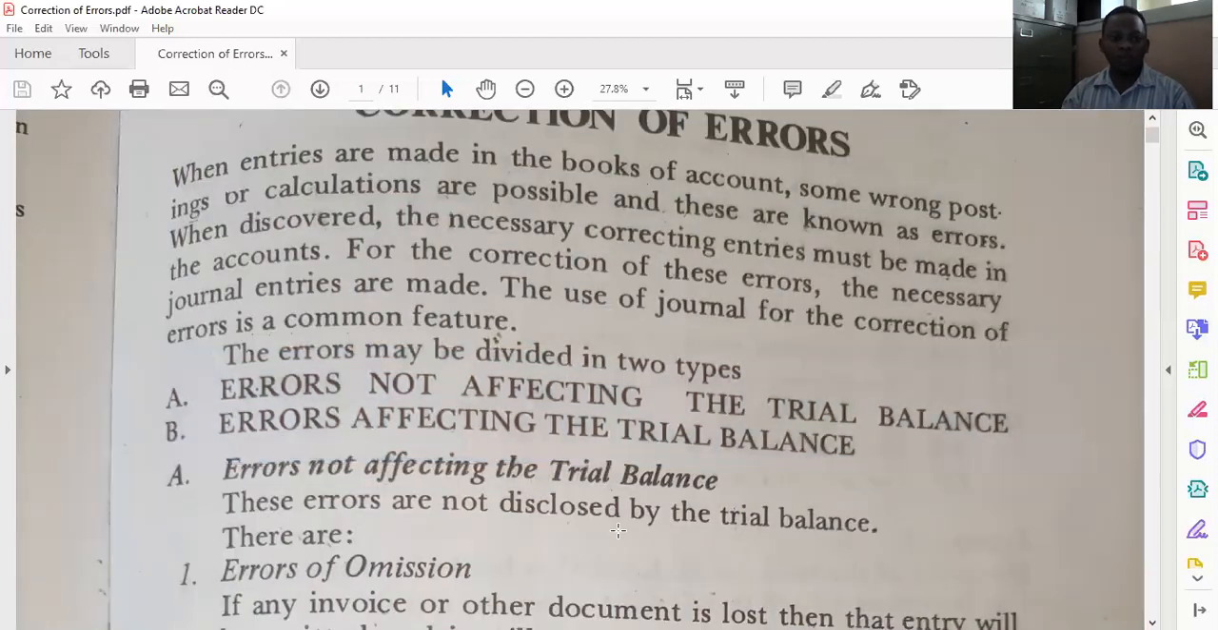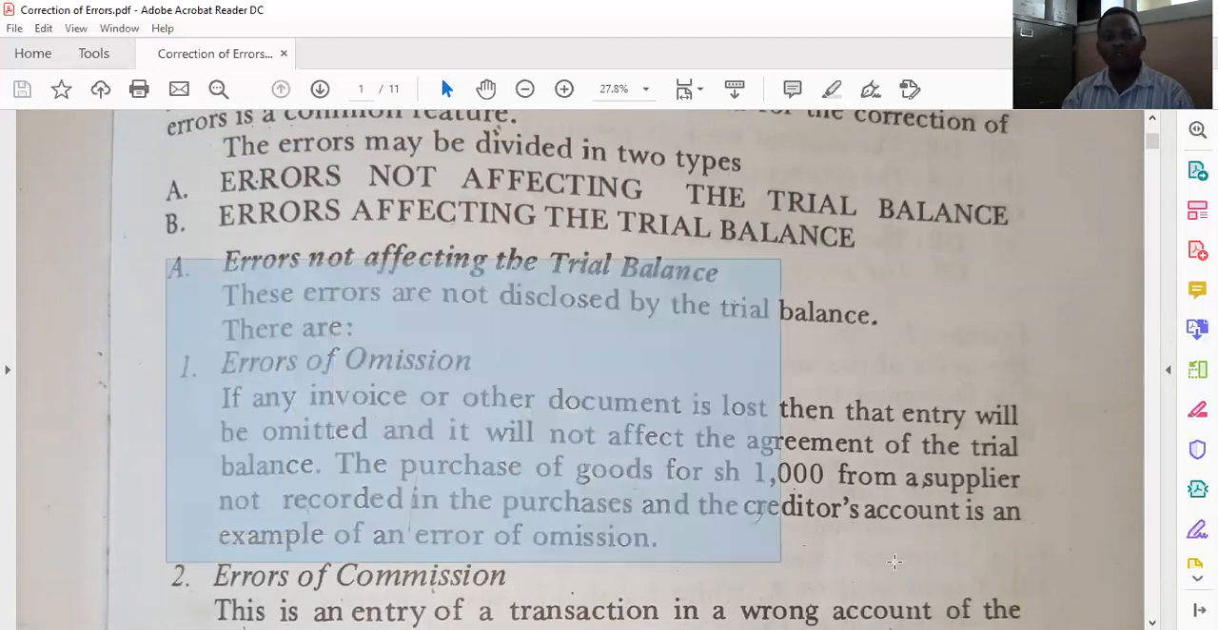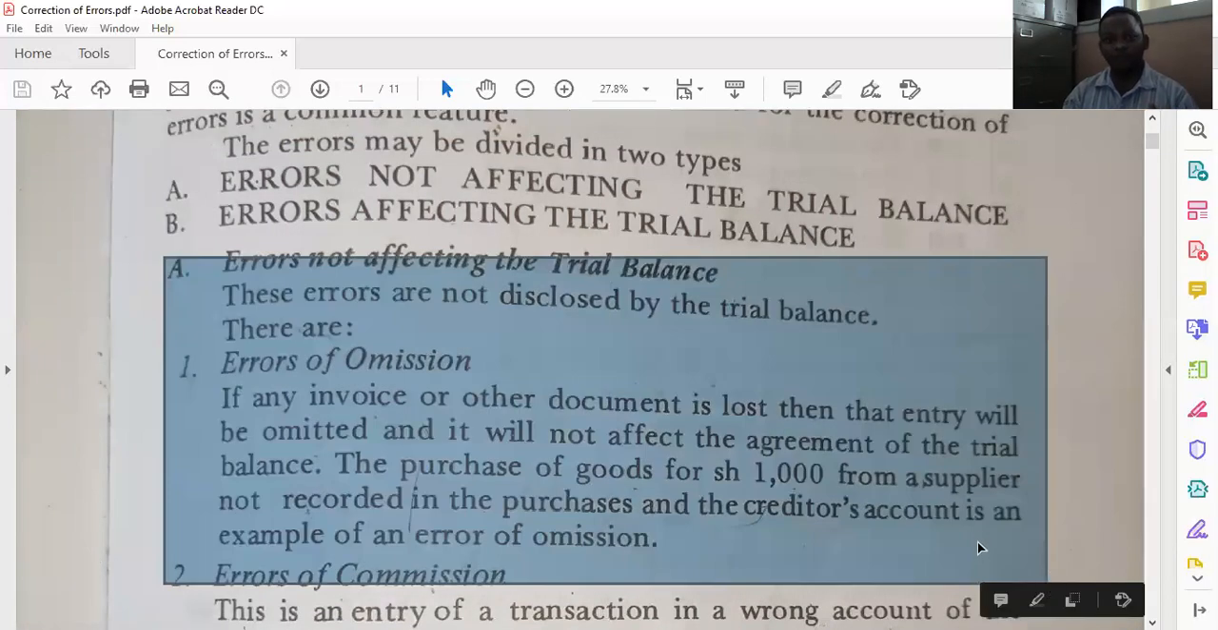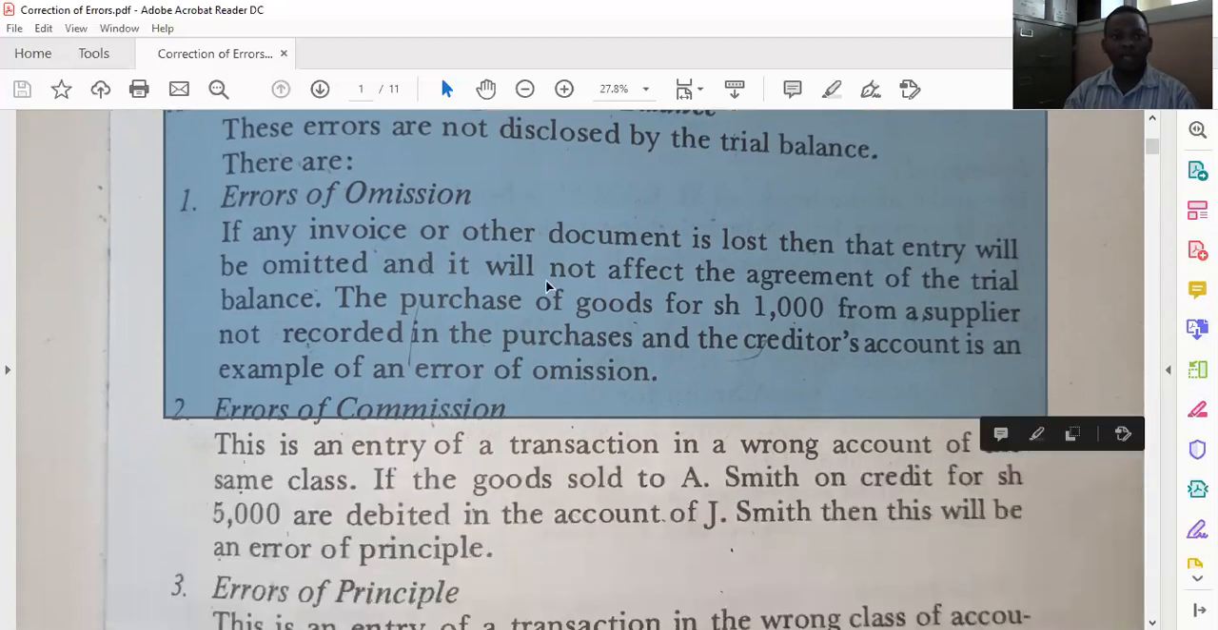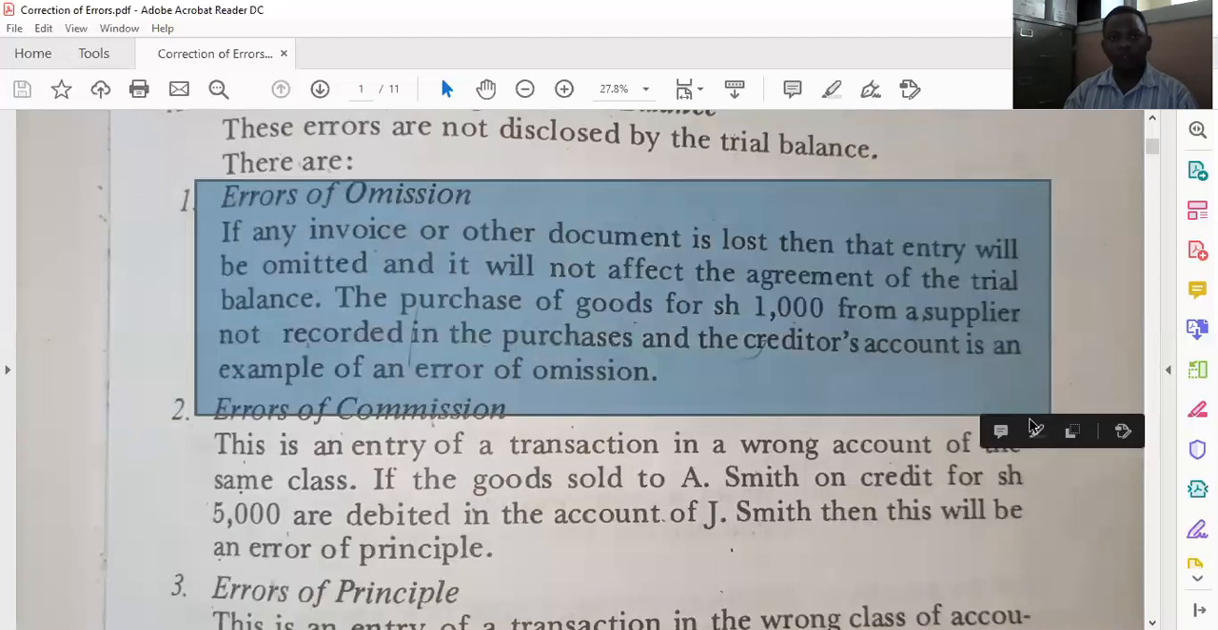So let us go deeper. We look at the errors not affecting the trial balance. So these errors, as we have said, are not disclosed by the trial balance because they do not affect the trial balance. So there are mainly three types of errors not affecting the trial balance. So we have the first one there, that is the errors of omission. So an error of omission.